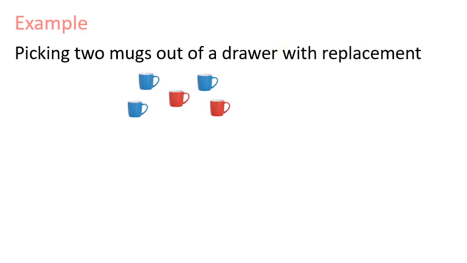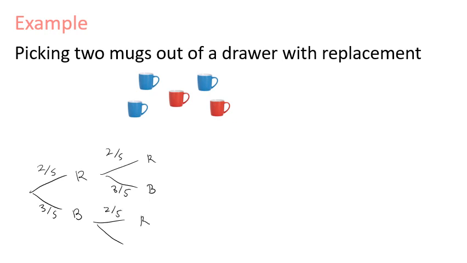Picking two mugs out of a drawer with replacement. So if we've got with replacement, we're putting them back in. So we're either getting a red or a blue, where it's 2 out of 5 and 3 out of 5. And we're putting the mugs back in, so the probabilities stay the same. 2 out of 5, 3 out of 5.